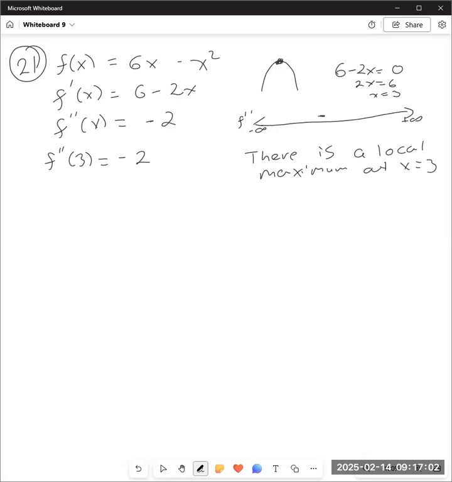That x value, let's go ahead and find what that maximum value is. So I need to find f of 3. It's going to be 6 times 3 minus 3 squared. For any more complicated than that, I might have used synthetic division. 18 minus 9 is 9. So there's a local max at 3, 9.